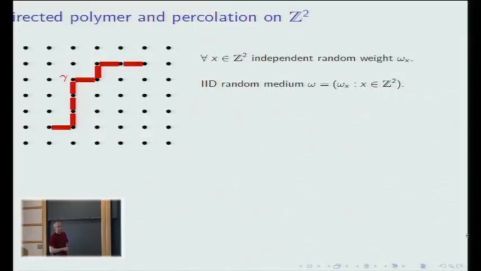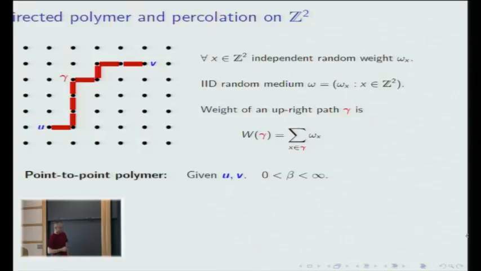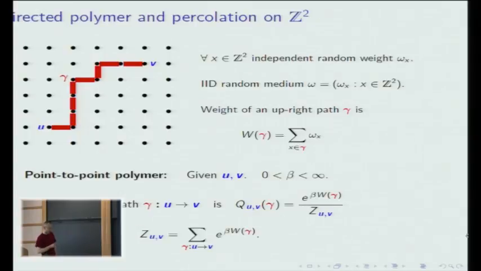Then we consider increasing paths, right? Lattice paths that take nearest neighbor steps up and to the right. A path has a weight that consists of adding up the weights that it collects along the way. If I want to describe a directed polymer model, let me fix two points on the lattice, u and v, consider all the paths that go between these two points, and take an inverse temperature parameter beta. Then I'll define a probability measure, the quenched polymer measure on those paths gamma that go between u and v. The key object is, as always, the partition function Z of u and v, the sum over all those paths. There will be four different models I'm going to describe. So that's the point-to-point polymer.